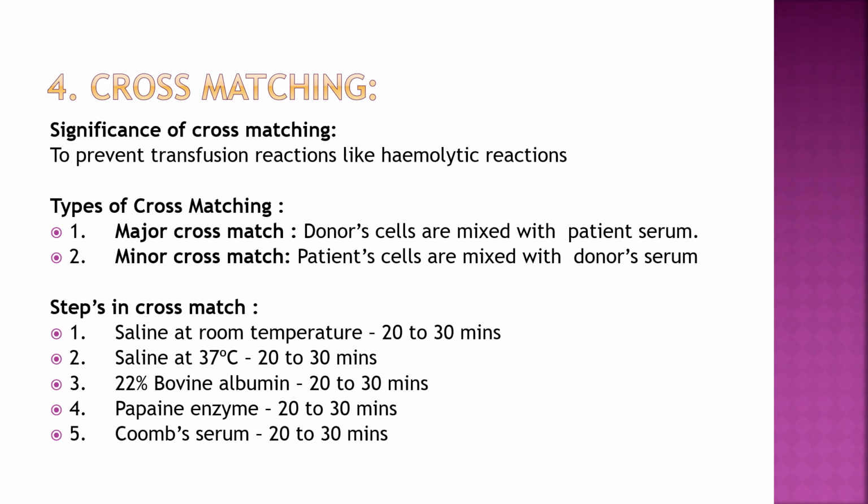Now see the steps of cross match. First we have to take these cells and serum suspension in saline and keep at room temperature for half an hour. Then these test tubes we have to keep at 37 degrees Celsius for half an hour. Then we can add bovine albumin 22% and keep the test tubes for half an hour in the incubator. Then we can add papain enzyme and again keep the test tubes in the incubator, and finally we can add Coombs serum, that is anti-human globulin serum, in the test, and keep that for half an hour in the incubator.